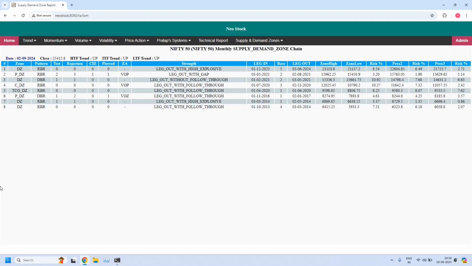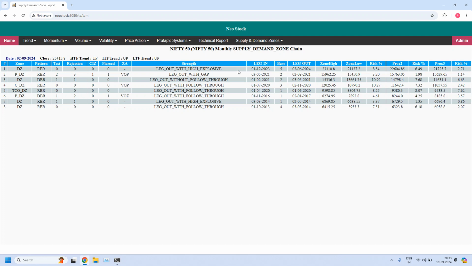8 zones are filtered. Sorry, not 8 stocks, 8 zones it is having. Supply demand zone chain. Always look into the zone column to find the high liquidity zones, and look into the pierced column to identify pierced zones. So they cannot be used for trading purpose.